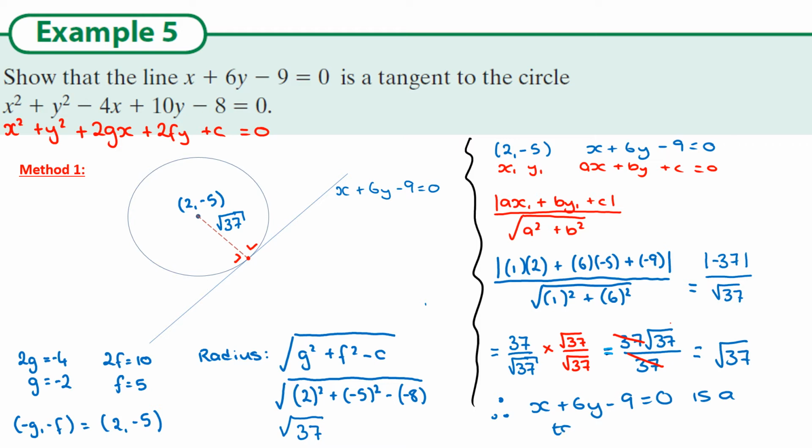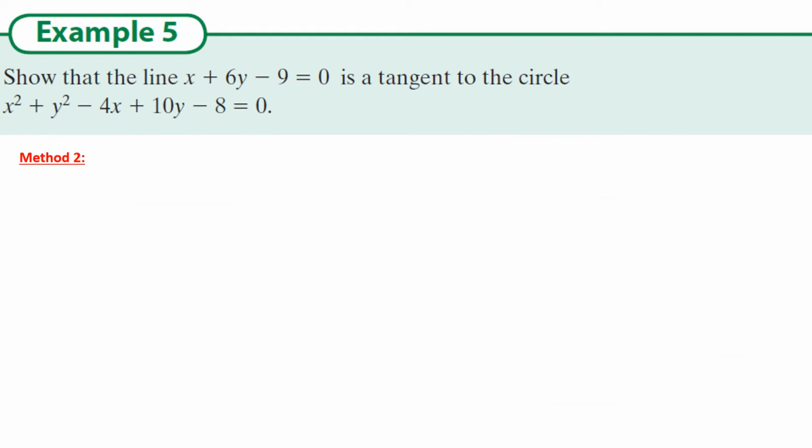So this is our first method. And it's a nice method. It's usually the easiest of the methods, but it may not be one that might immediately jump to mind, but quite straightforward. So method 2. Method 2 is going to use the idea that a tangent only intersects the circle once.